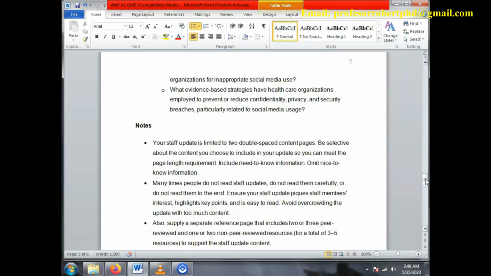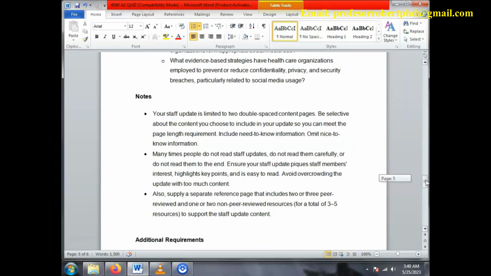Many times people do not read staff updates, do not read them carefully, or do not read them to the end. Ensure your staff update piques staff members' interest, highlights key points, and is easy to read. Avoid overcrowding the update with too much content. Also, supply a separate reference page that includes 2 or 3 peer-reviewed and 1 or 2 non-peer-reviewed resources, for a total of 3-5 resources, to support the staff update content.